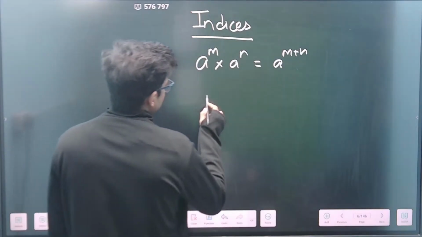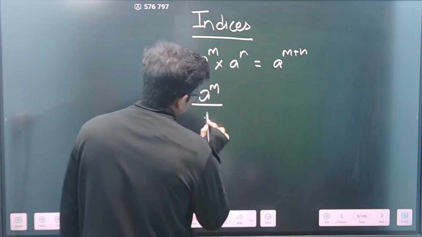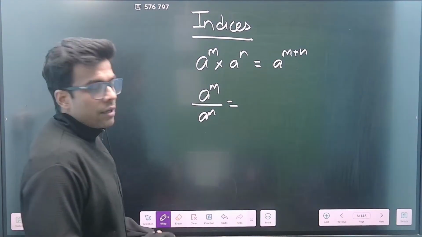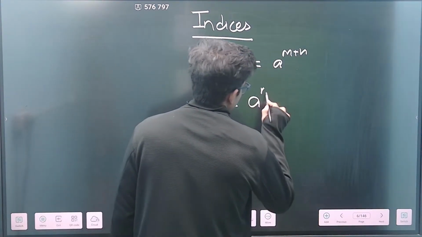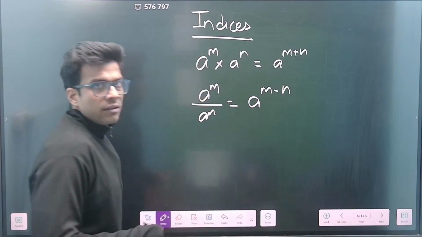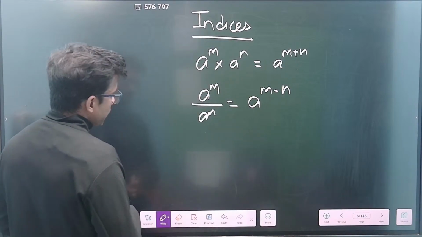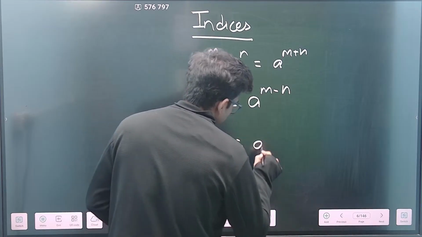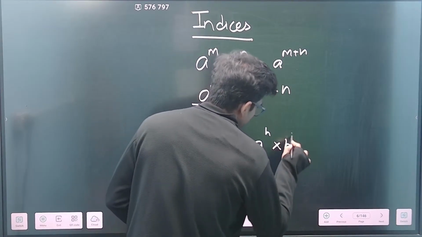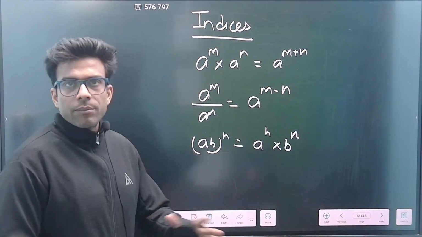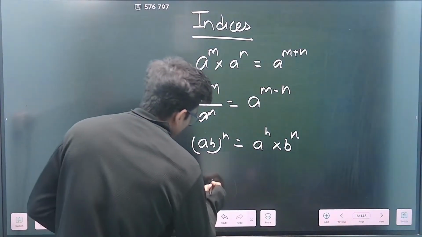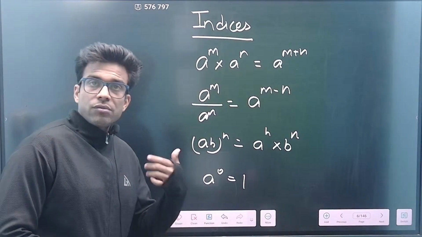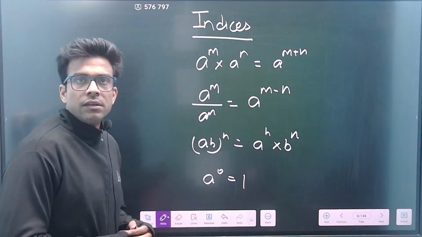Now if I write a to the power m divided by a to the power n, this becomes a to the power m minus n, correct? Now if I write ab to the power n, this becomes a to the power n multiplied by b to the power n. Again, simple breaking down. Now very important, a to the power 0 is always 1. This is used frequently, correct?